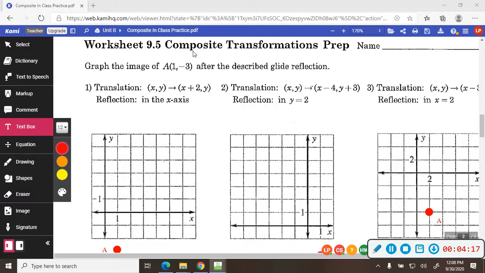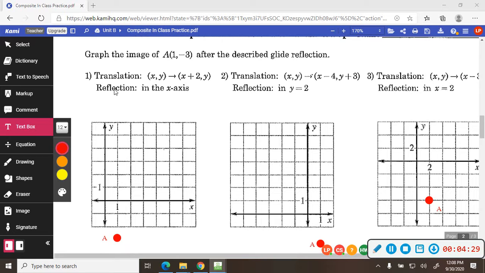So this is what we call composite. And the reason why it's composite is because we're going to do more than one transformation. Order does matter, so you can't reflect and then translate. You need to translate, then reflect. So make sure you follow the instructions.